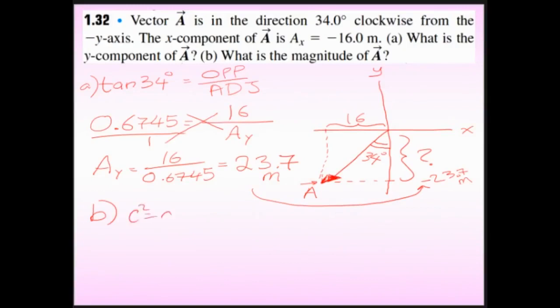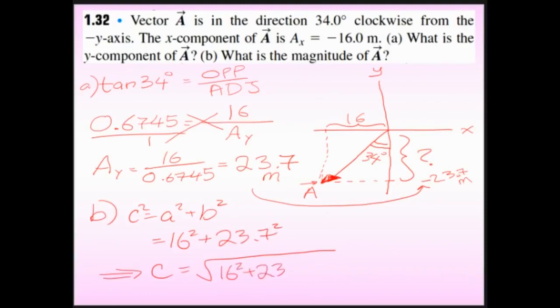So c squared equals a squared plus b squared. So what do we have? 16 squared plus 23.7 squared. What's the final answer anyway? Come on. What do we have? Okay, Layla's getting 28 point. So 28 point. In what unit? That's how long my hypotenuse is. Done.